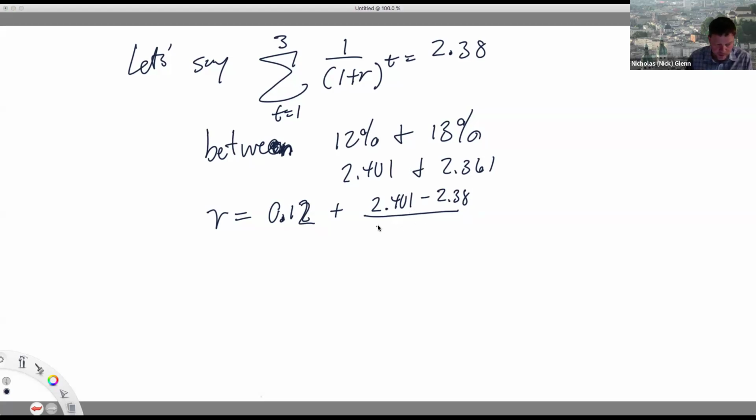The bottom part, what we want to do is get the total difference between 2.401 and 2.361. Okay. Honestly, you could probably just go ahead and put 0.01, but what we're doing here is the difference between these two numbers. It's going to be a distance of 0.01. And what percentage of that, then we get what percentage of this it is. This will tell us how much we need to add on to the 0.12. Okay.